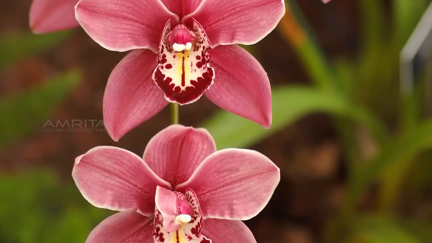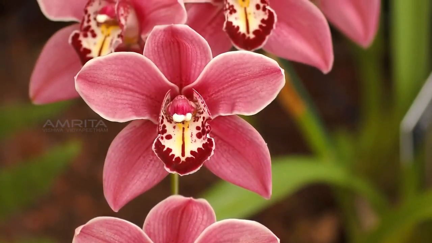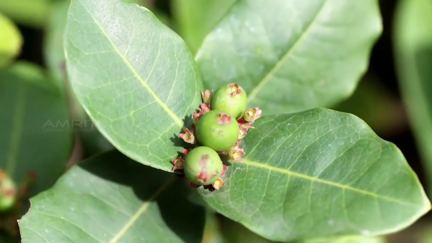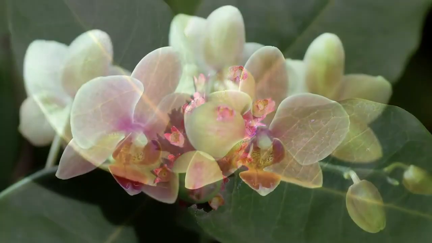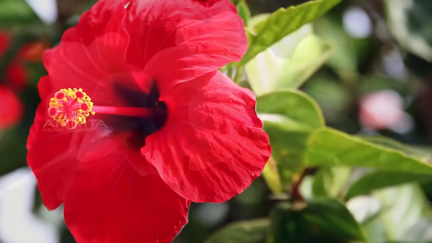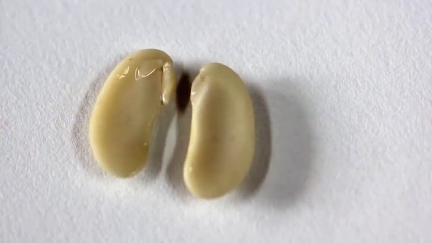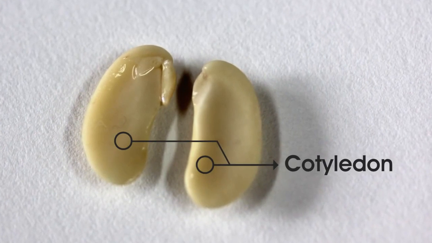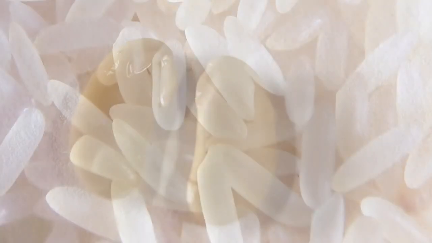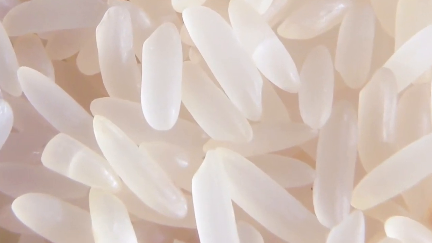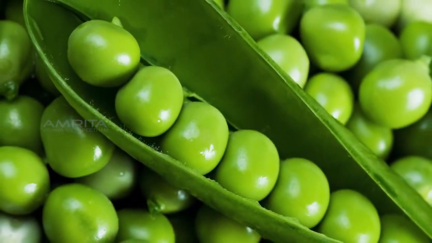Traditionally, flowering plants have been divided into two major groups or classes on the basis of the number of cotyledons present in the seed. These two groups are the monocots and dicots. A cotyledon is a central portion of a seed embryo to which the epicotyl and radicle are attached. Plants that are monocots have one cotyledon and dicots have two cotyledons.